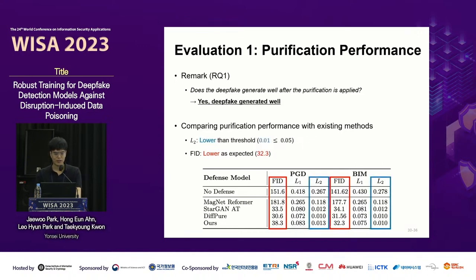In summary, we can see that our method is able to generate deepfake images well below the threshold of the disruption criterion. It also shows similar defense performance to existing defense models. The answer to research question 1 is yes, deepfakes are generated well. But based on this research alone, it is difficult to see how our method is better than existing defenses.